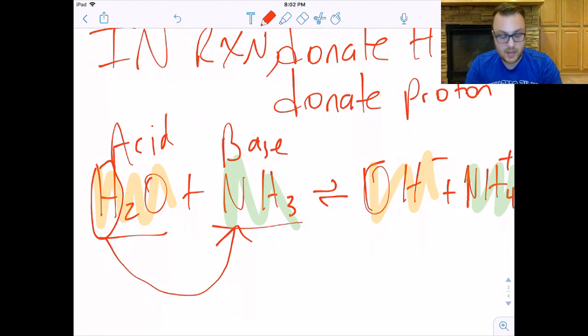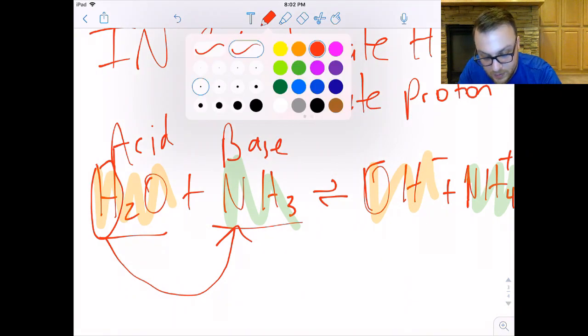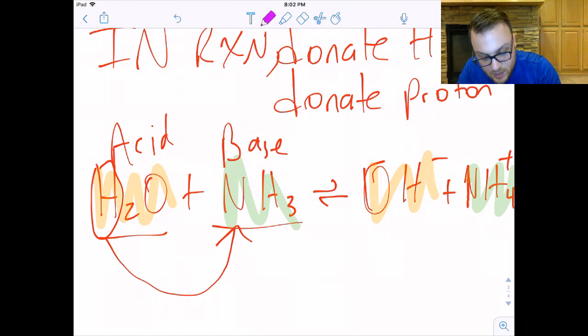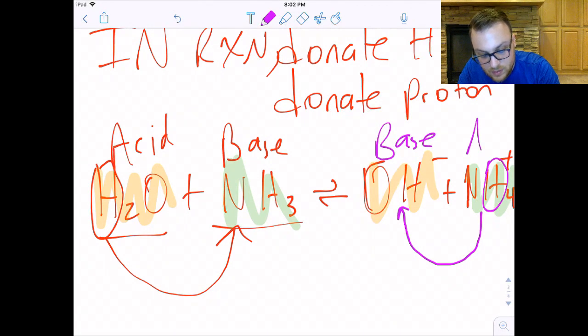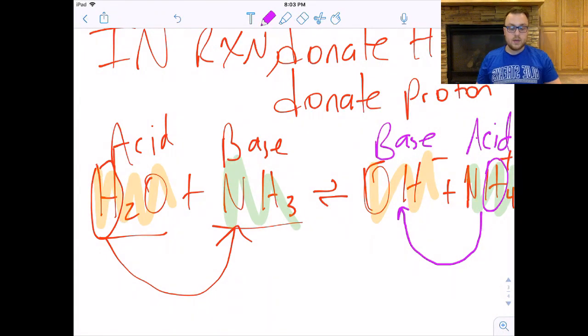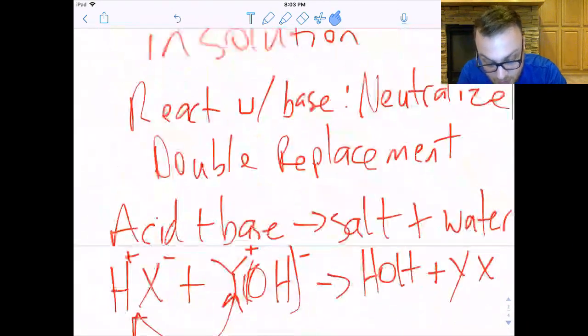And then from right to left, reading it backwards, NH4 donates one of its H's back to OH, making OH a base, and NH4 an acid. So that is the alternate theory of acids and bases. And now I'm going to talk about bases. So that's basically a good summary of acids there.